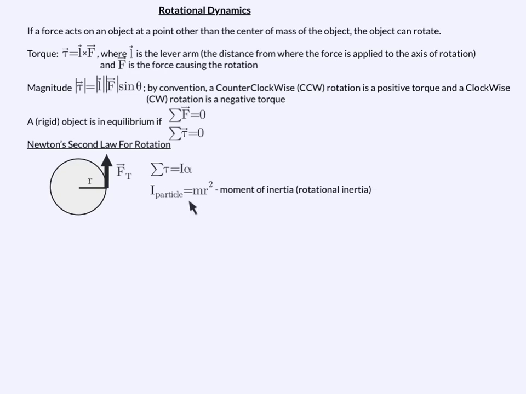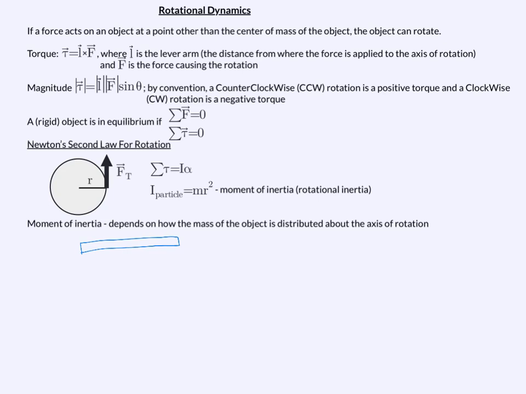Now the I equals mr squared that we developed here is actually the moment of inertia, or rotational inertia, of a point mass that's rotating about a point at distance r. We'll see that the moment of inertia depends on how the mass of the object is distributed about the axis of rotation. So different shapes of objects have different moments of inertia. For instance, if I have a baton that I want to twirl, if I twirl it about the center of mass, it is a lot easier to set it in rotation than if I try to turn it by its end.